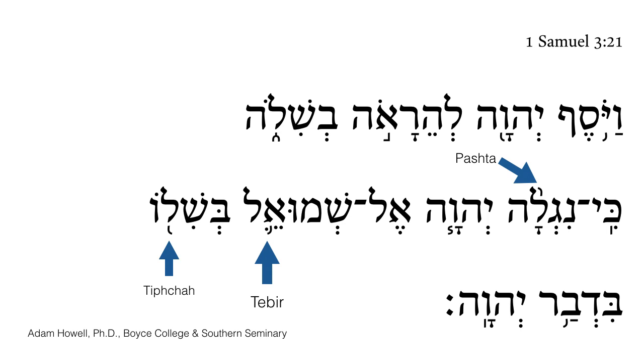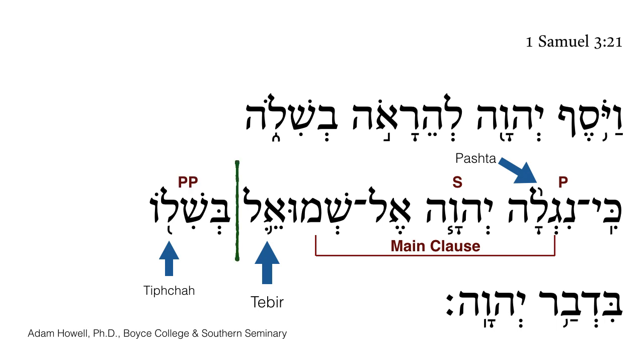Now, the pashta and the tebir are both equal weight in the accent hierarchy, and so it may be that the pashta is substituting here for another accent, or it may be that they are just intended to be equal in disjunctive weight here. Within the ground clause as a whole, the pashta breaks the predicate from the subject, and then the tebir marks off the main clause from the prepositional phrase indicating the location of the vision. So we can indicate the prepositional phrase there and then give us the small break.